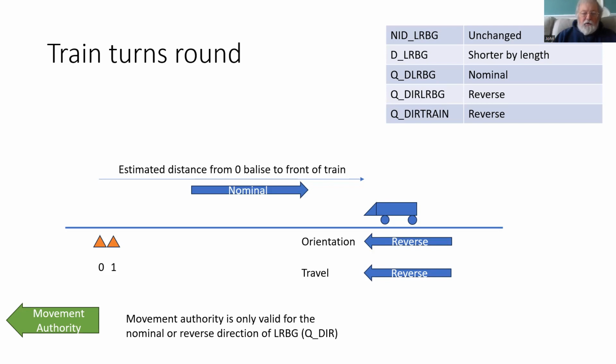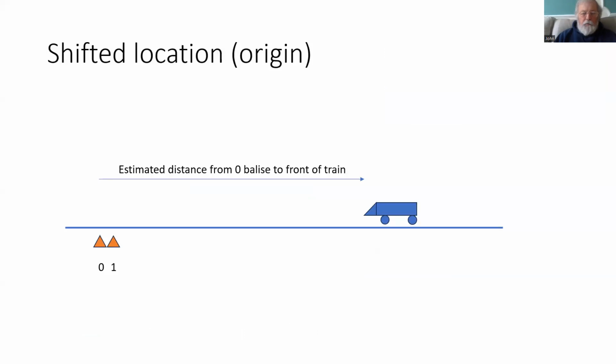Well, we're going to achieve it by using a shifted location. And the shifted location is effectively moving the origin of the movement authority and all other information sent by the RBC. So we still have an estimated distance from the zero LRBG to the front of the train. And we also have the known length of the train.